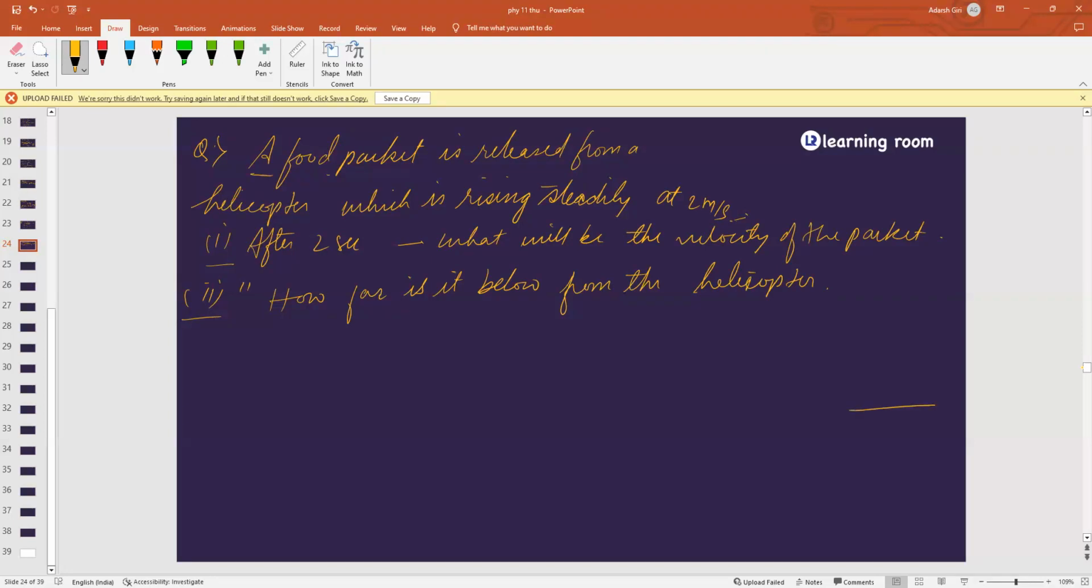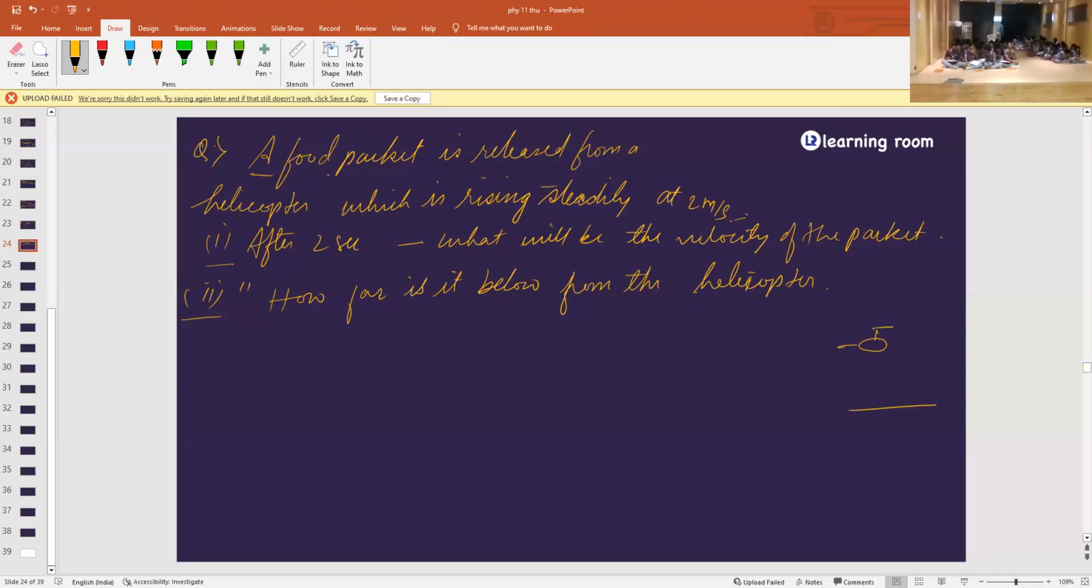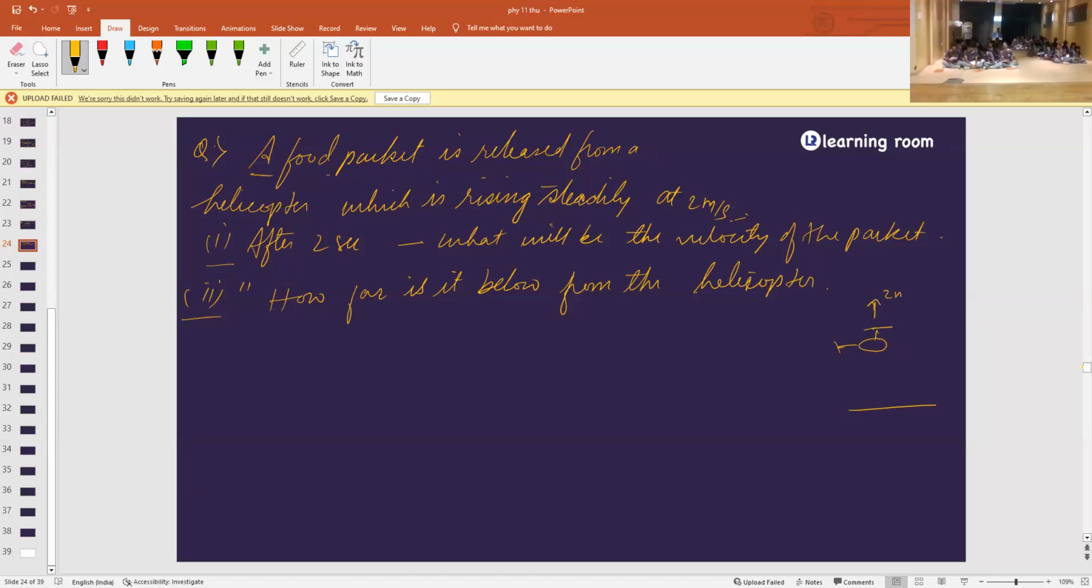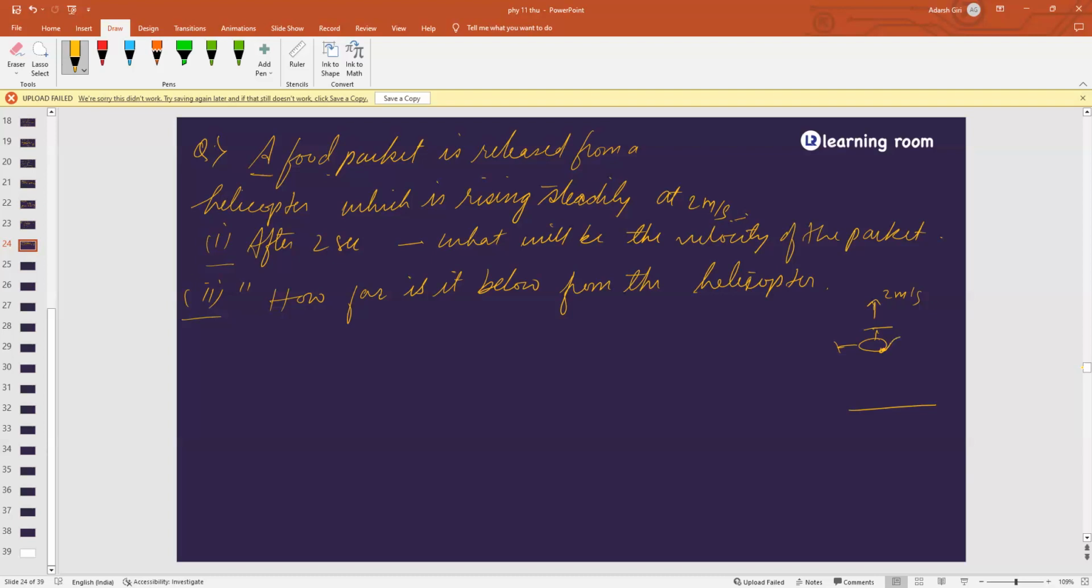Let us say the helicopter was rising steadily from the ground. And since it was rising with 2 meter per second, he dropped a packet. The packet will go like this. I'm just giving you a hint: the initial velocity of the packet will be the initial velocity of the helicopter. After 2 seconds, it may be somewhere here. How much is it below the helicopter, and what is the velocity of that particular packet, that you have to find. Try to solve this.